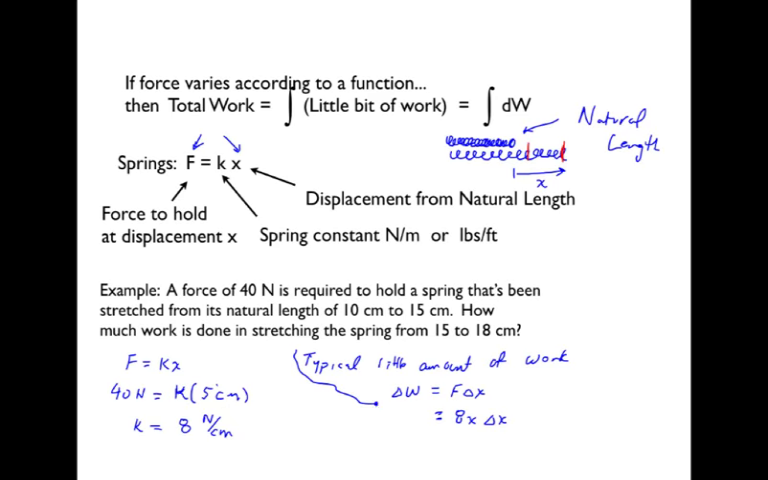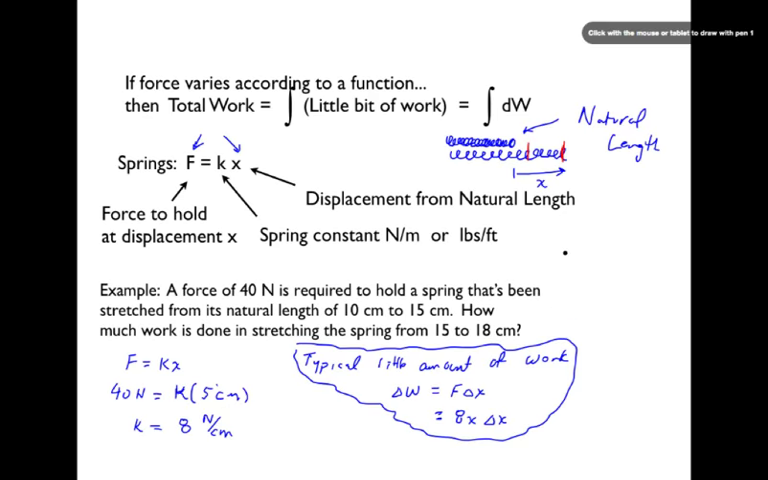So that's our setup. We got our little bit of work. Now we're ready, so now the total work, W equals, we're going to sum up all the little bits of work. So 8x. So what's left is x from what to what? 15 to 18 or 5 to 8? It will make a difference. You'll get a different integral. So should it be 15 to 18 or 5 to 8?